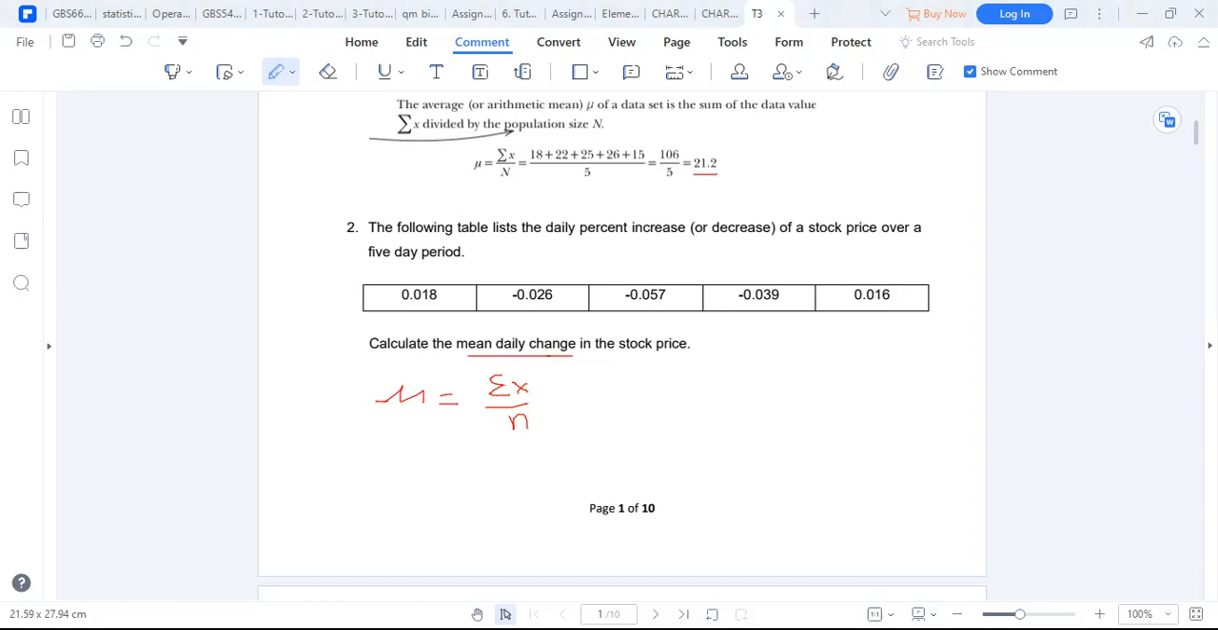The concept is same. When we sum up that, we get negative 0.088 divided by 5. So our average in this case will give us negative 0.0176. The idea is you can have negatives and a negative mean.